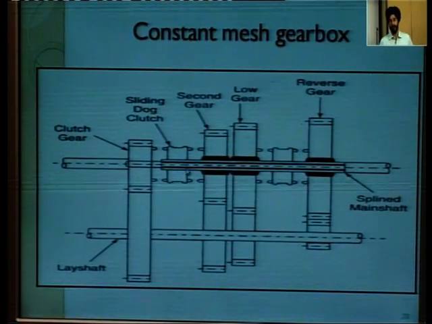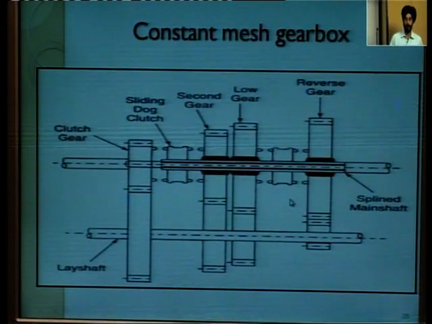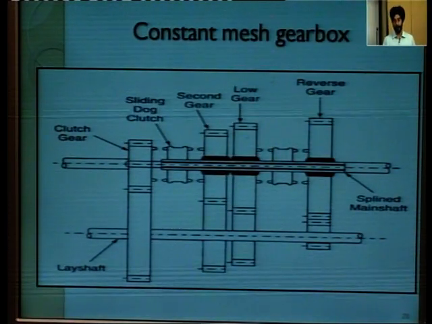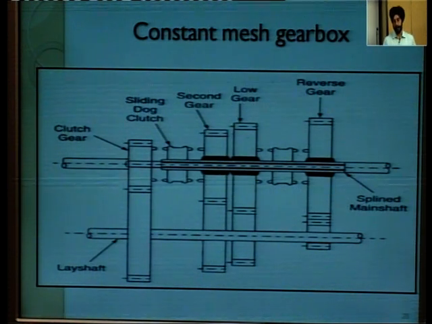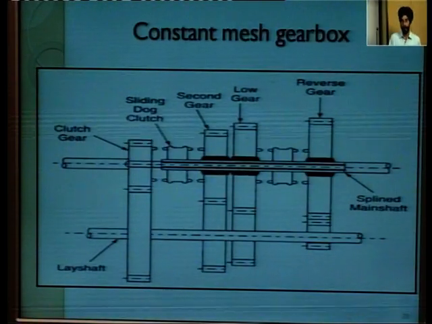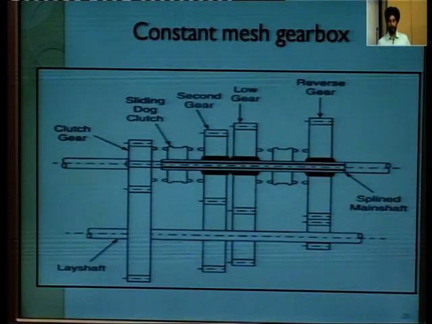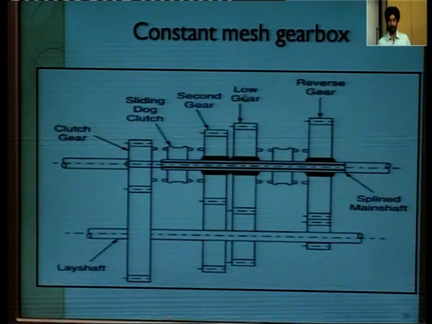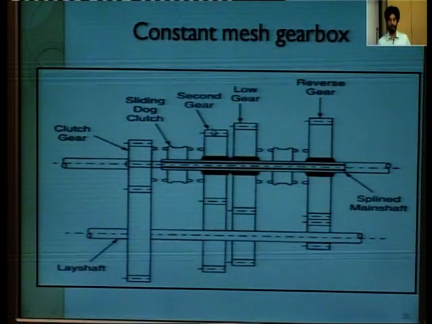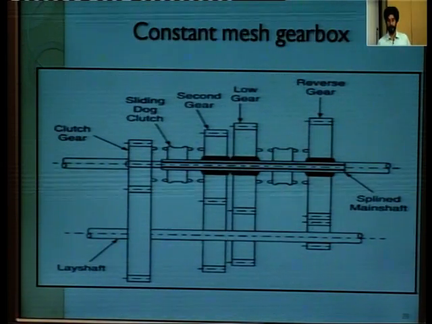This is a pictorial diagram of a constant mesh gearbox. As we have seen in the case of a sliding mesh gearbox, when we engage gears, since the gears are at different speeds, there is a chance that while engaging they may damage the teeth. It is an improvement over the sliding mesh type gearbox, where all the gears, first or reverse gear, low gear, second gear, are engaged with the lay shaft in all conditions.